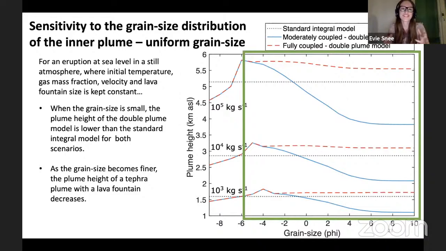So the lava fountain is acting kind of like a sink. In contrast with the fully coupled scenario, this material now at the top of the lava fountain can be added to the start of the single plume region. And as a result, we're providing all this hot material to the surrounding tephra plume and it can go higher. And that's why we don't see so much of a change as the grain size becomes finer.